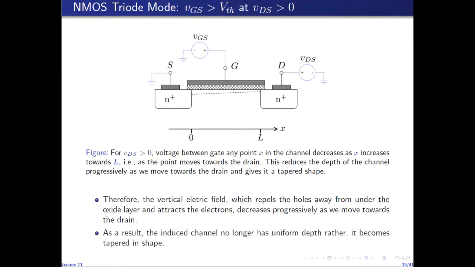As a result, the induced channel does not have a uniform depth any longer, because the strength of the electric field is greater here, so the depth of the channel will be greater here. Since the strength of the electric field is smaller here, the depth of the channel will be smaller here. So this phenomenon gives rise to a tapered channel. That is, we no longer have a uniform channel. Rather, the shape of the channel is tapered. The depth of the channel reduces as we move from the source towards the drain side.